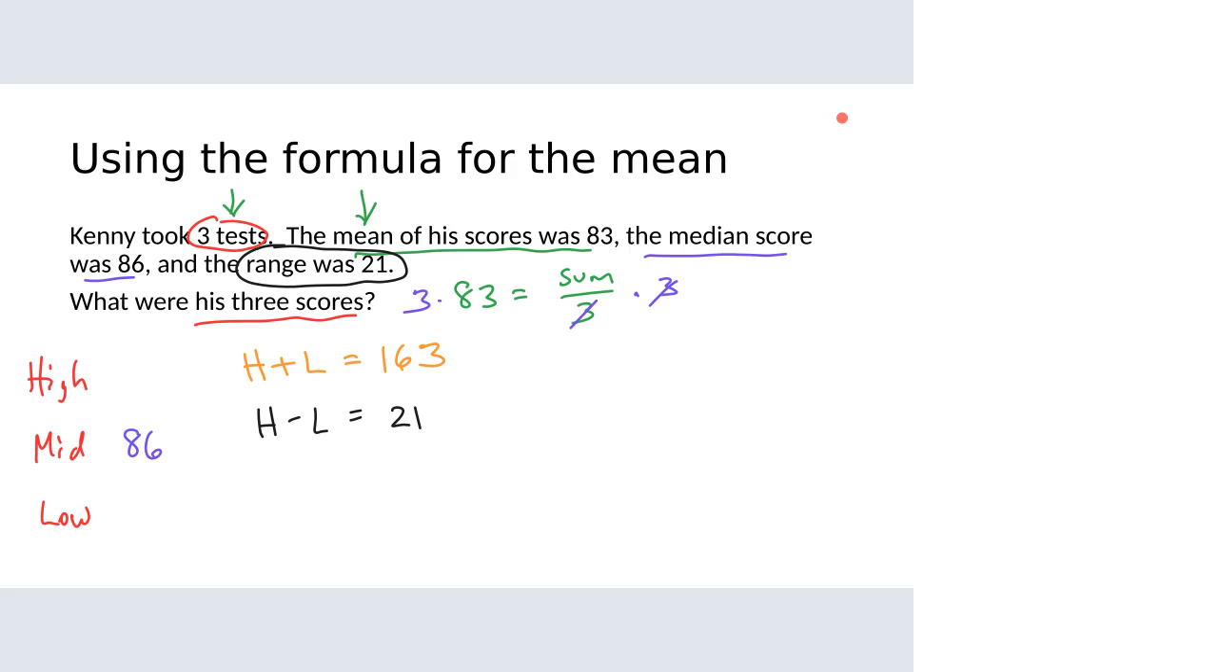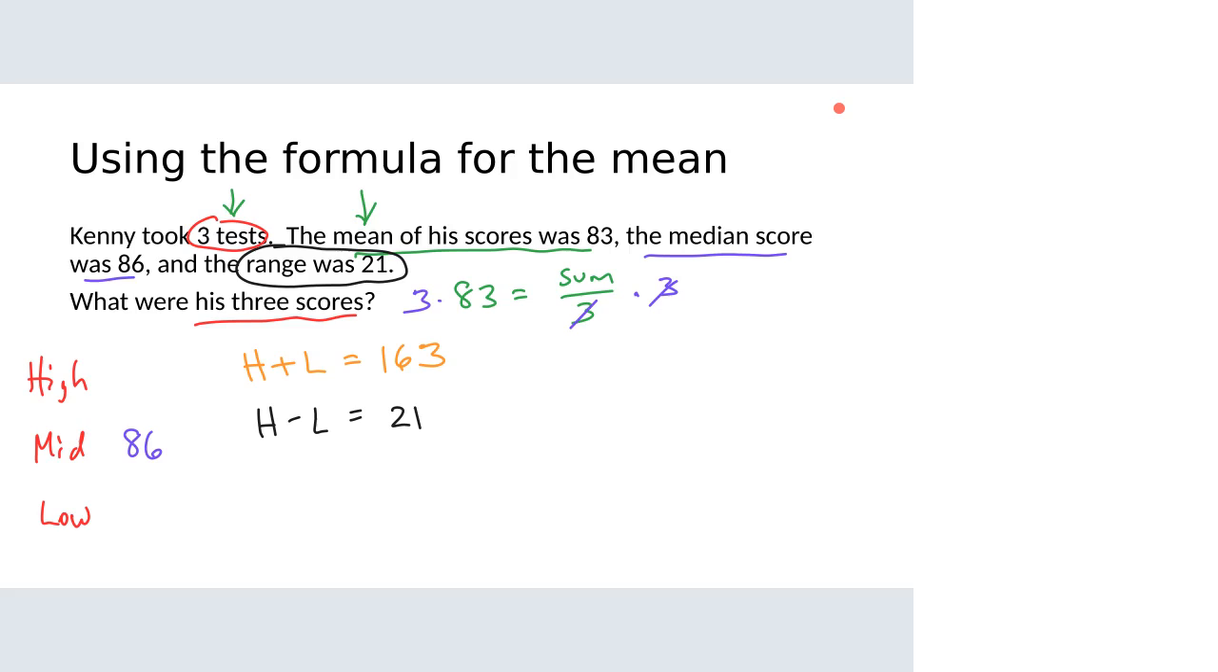It's a perfectly reasonable way to go. You could say, and I don't want this to work, but if you said the high was 90, and then since the range is 21, if the high was 90, then the low would have to be 69. Does that work? And if it does, great. If it doesn't, then you modify those numbers a little bit to get them where you need them to be.